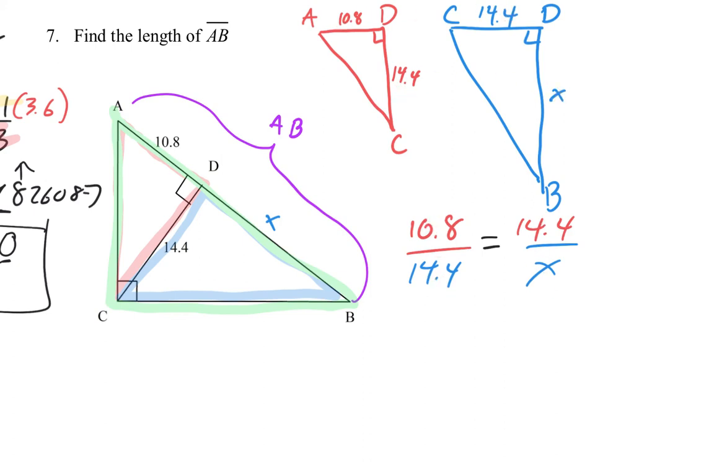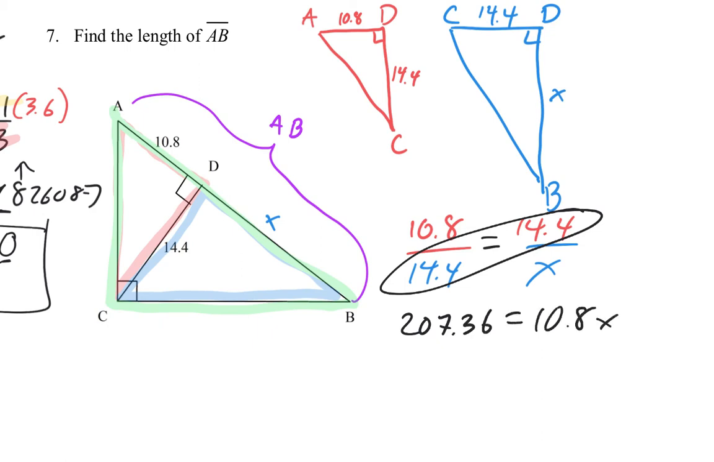All right. I'm just going to cross multiply here. So 14.4 times 14.4 is 207.36 equals 10.8x, divided by 10.8. Again, I'm using my calculator here, and I get that x is 19.2.